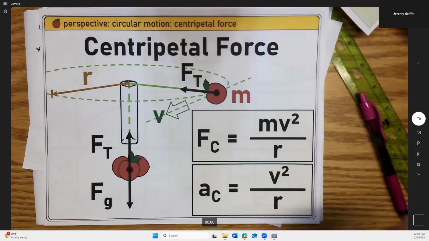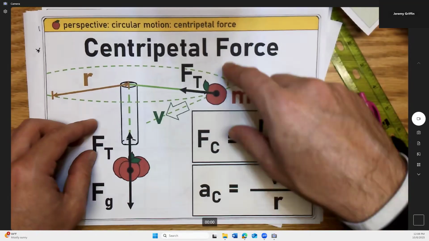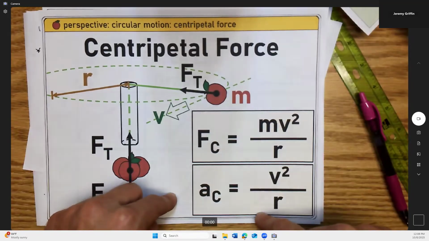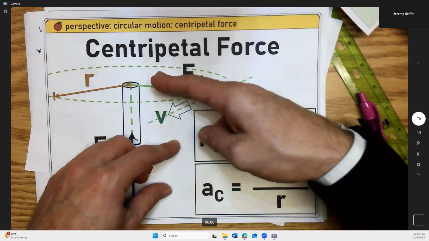Now we have a way to get the force to keep something in a circular pattern, or the centripetal acceleration. And either way, this force or this acceleration points to the center of the circle. Do you guys see that?